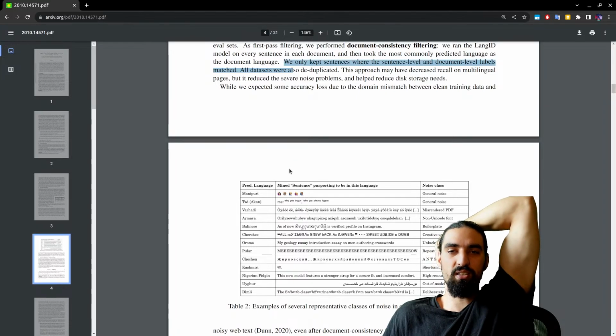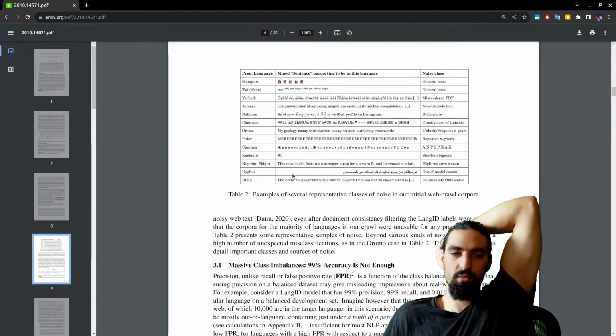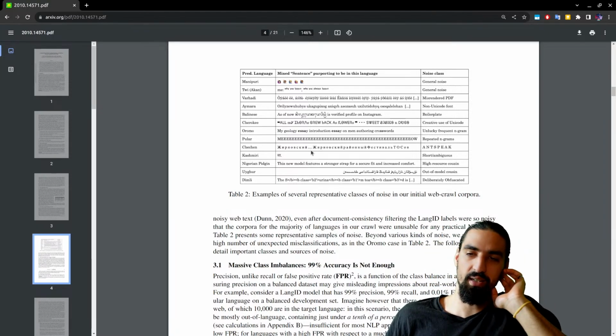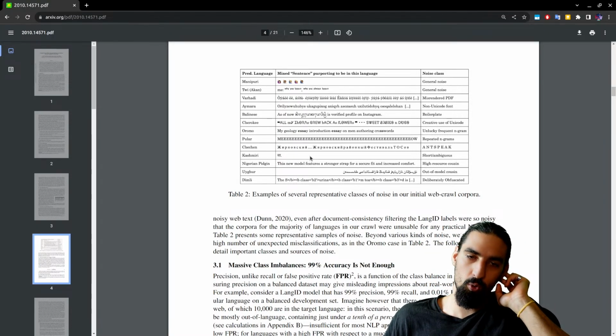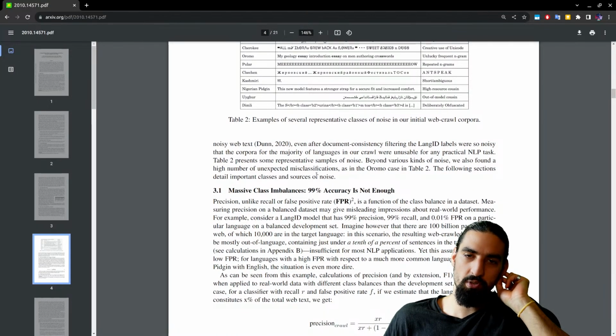While we expected some accuracy loss due to domain mismatch between clean training data and noisy web text, even after document consistency filtering, the LangID labels were so noisy that the corpora for the majority of languages in our crawl were unusable for any practical NLP task. Table 2 presents some representative samples of noise. Beyond various kinds of noise, we also found a high number of unexpected misclassifications, as in the Aromo case in Table 2.